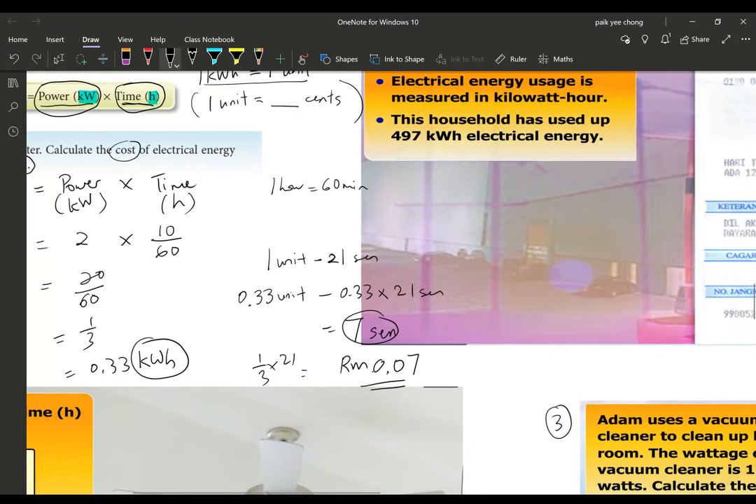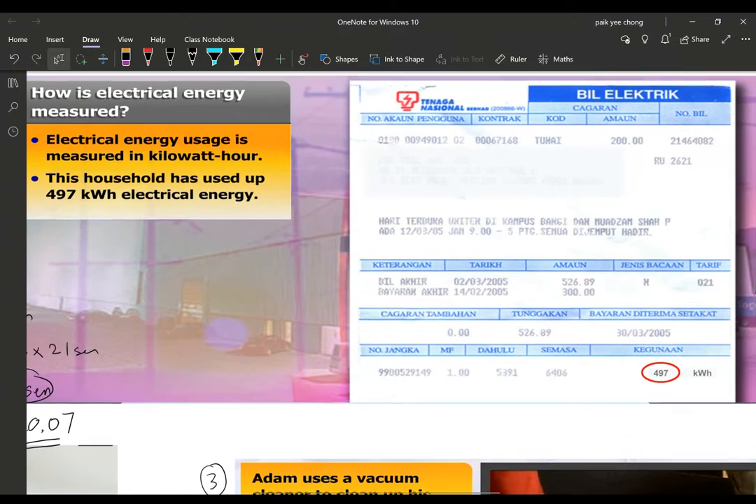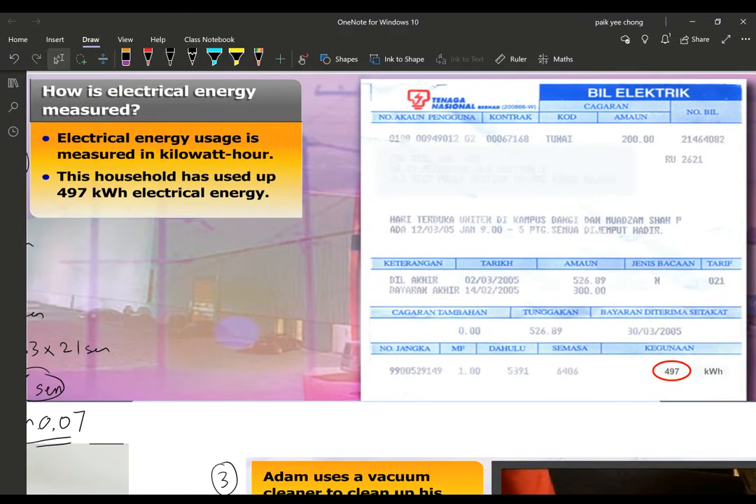Okay, so let's look at another part of the lesson. This is your example of your electricity bill, your TNB electricity bill. And then at the end, you see your kegunaan. This is how much you have used. The meter reader will read it at the end of the month. They will come once in a month or once in 2 months. And this is the kilowatt hour, which is 497 kilowatt hour. That includes everything, all the devices in your house: your aircon, your refrigerator, your TV, your computer, and everything else.